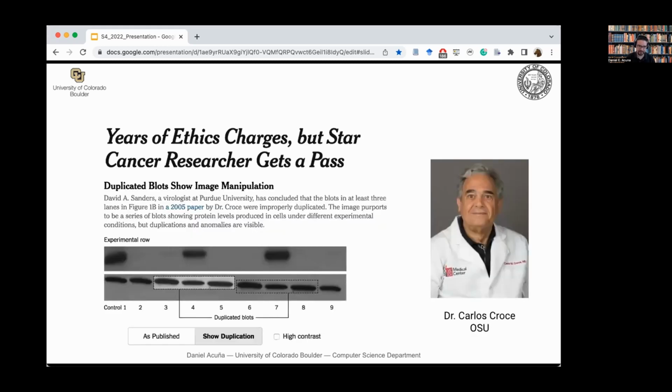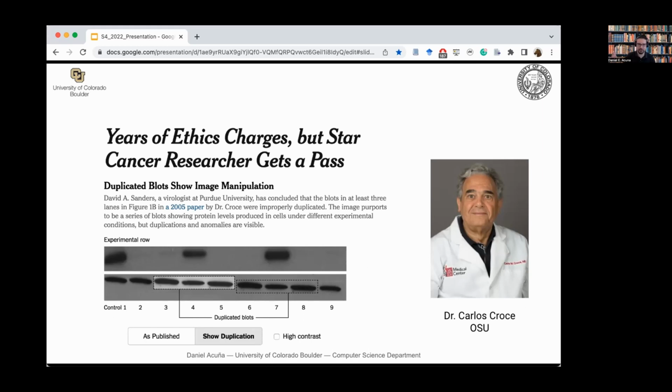Unfortunately, there are many cases in the literature of scientists who fake their data. Here I will focus on a particular kind of faking, and that's image manipulation. There was this article in the New York Times some years ago about a scientist from Ohio State University who published very prominent research on cancer, with very amazing results.